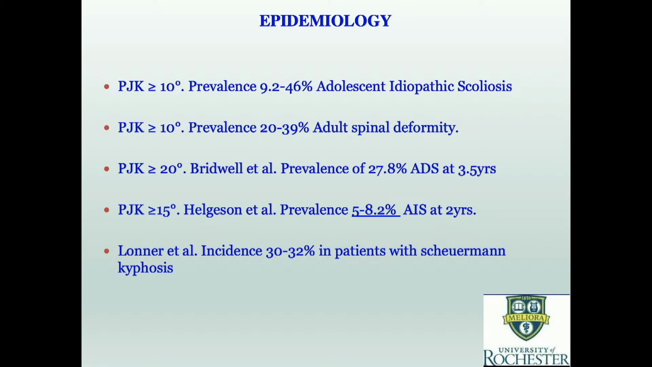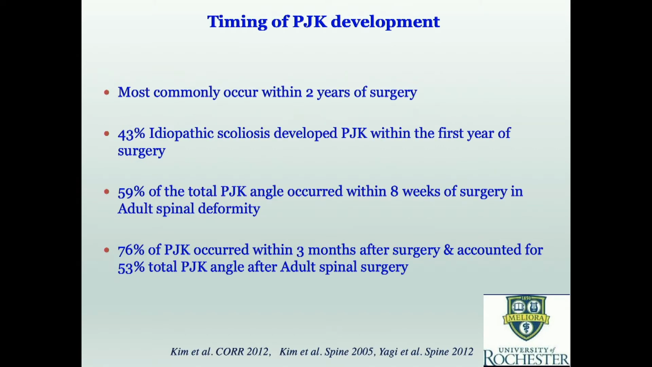Lenke reported a critical angle of 30 to 32 degrees for patients with Scheuermann's kyphosis. So it most commonly occurs within the first 2 years of surgery, with 43% of idiopathic scoliosis patients developing PJK within the first year of their surgery. And we know a majority of the overall angle these patients develop from their PJK occurs within the first 2 to 3 months of the time they develop their PJK, because as we know from long-term studies, some of these patients go on to develop PJK a year or 2 years after.